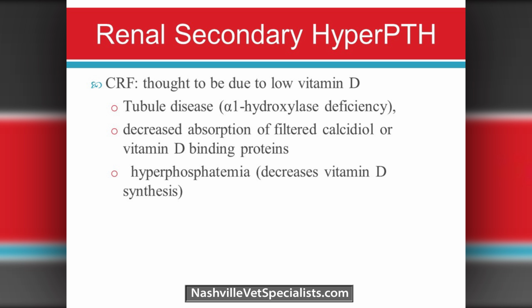Renal secondary hyperparathyroidism, that's thought to be really due to low vitamin D, and it's a tubule disease, and it decreases the absorption of filtered calcidiol or vitamin D binding proteins, and then you see hyperphosphatemia because of decreased vitamin D synthesis. But again, I don't know. I know that was totally crammed into me.